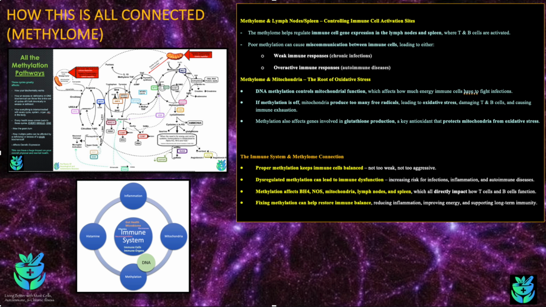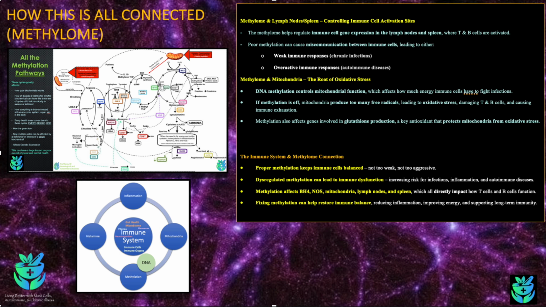Last slide, everyone. Yay! The methylome in lymph nodes and spleen, controlling immune cell activation. So we are still talking about the methylome. The methylome helps regulate immune cell gene expression in the lymph nodes and spleen, where T and B cells are activated. Poor methylation can cause miscommunication between immune cells, leading to either a weak immune response or an overactive immune response. And remember, your methylome is part of your microbiome.